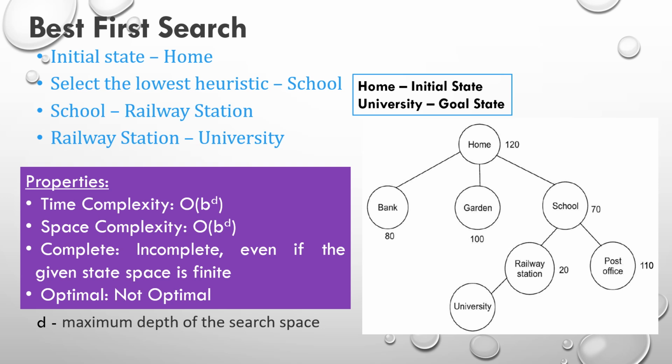Now we look at all the leaf values: 80, 100, 20 and 110. The lowest value of h of n is 20. So we expand the railway station. The railway station is connected with the university, which is the end location in our problem. So applying the best first search algorithm, the path will be home to school, school to railway station, and railway station to university. Thank you.